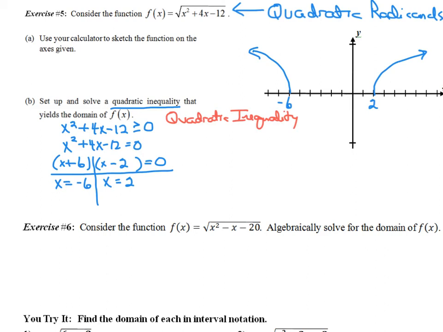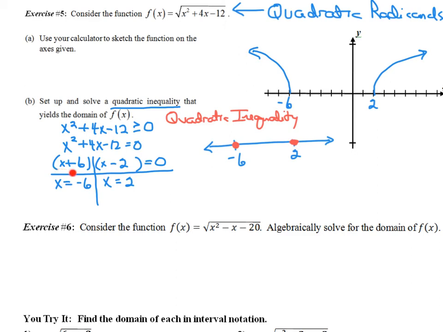Now to figure out which part of the real number line is part of my domain, remember how with quadratic inequalities we always set up a number line. And we say let's put those two numbers, -6 and 2. Now since I wanted greater than or equal to 0, that means that I'm going to shade both of those points. Both of those points are going to be solutions for our quadratic inequality. You'll recall that we picked a number in each interval. So for example, I'm going to pick the number -7. It would fall back here before -6.